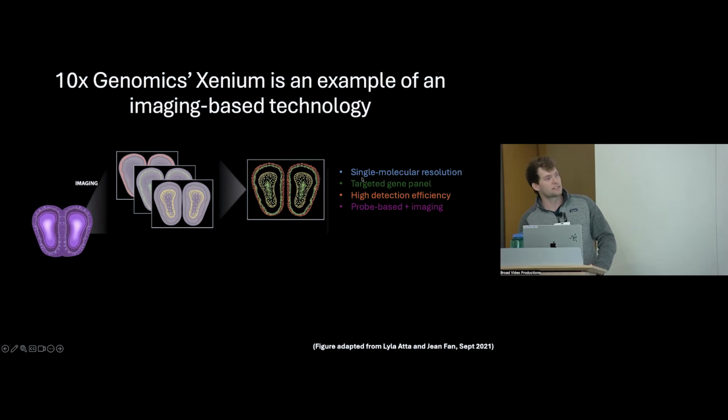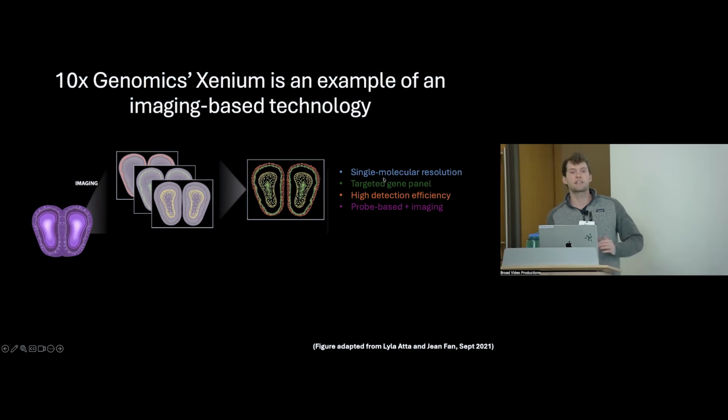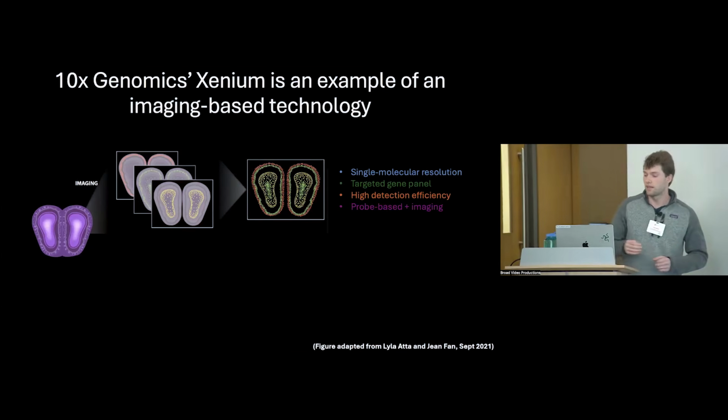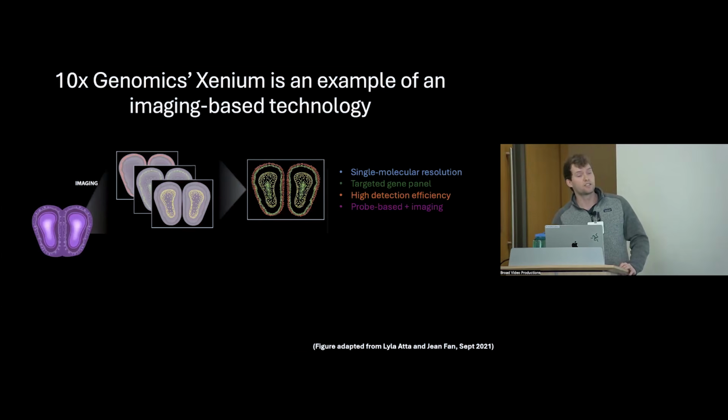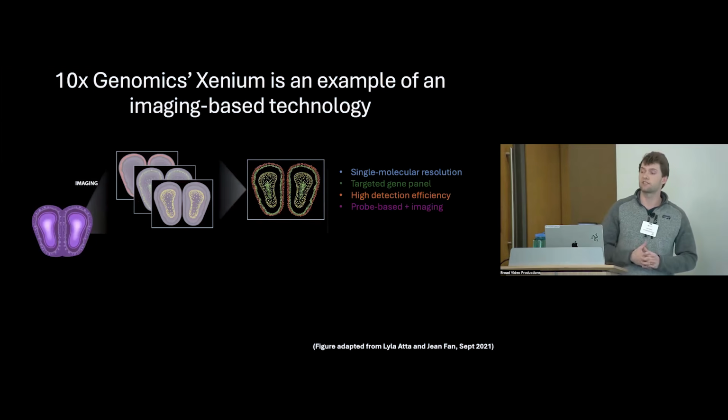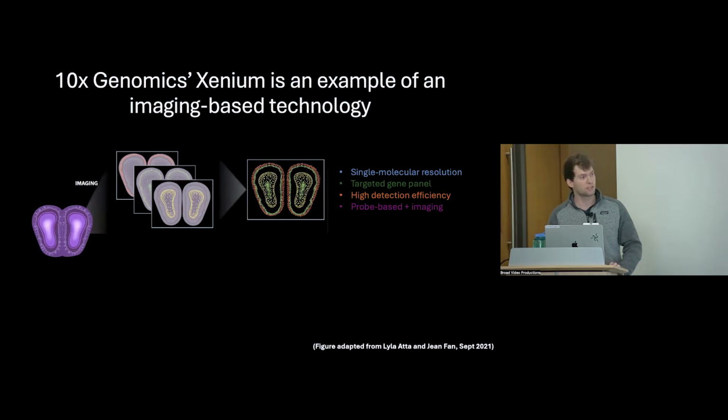What's cool about this is it's single molecular resolution, so we know exactly where mRNA molecules are present. It is a targeted gene panel, so we can get like 5,000 to 6,000 genes at this point with this technology. It has a high detection efficiency, so it's really good at finding the target genes that you're interested in. And again, this is probe-based, imaging-based technology.